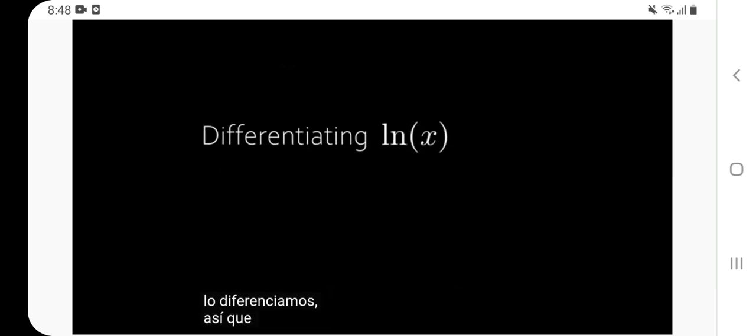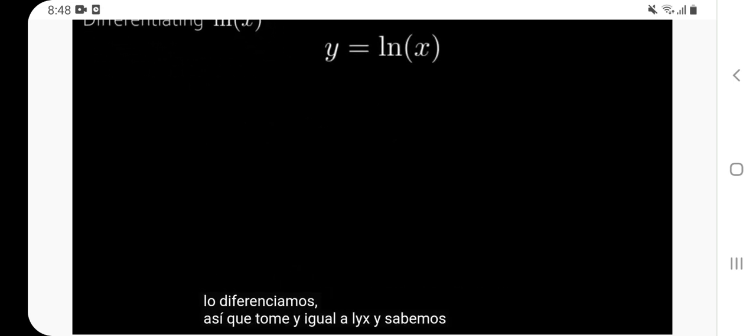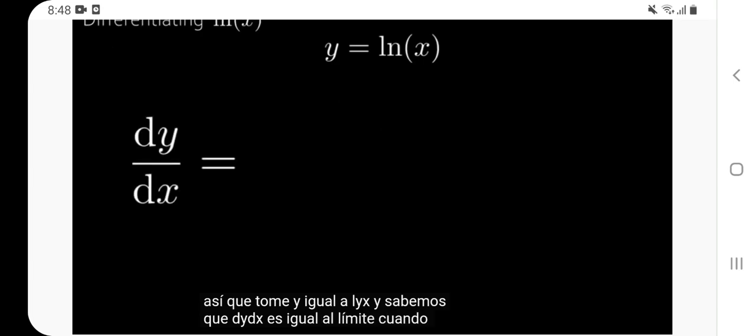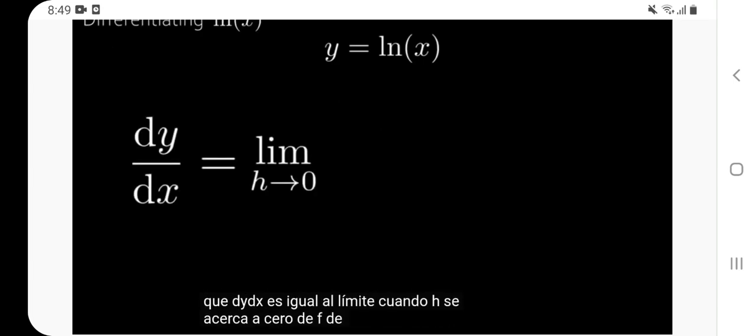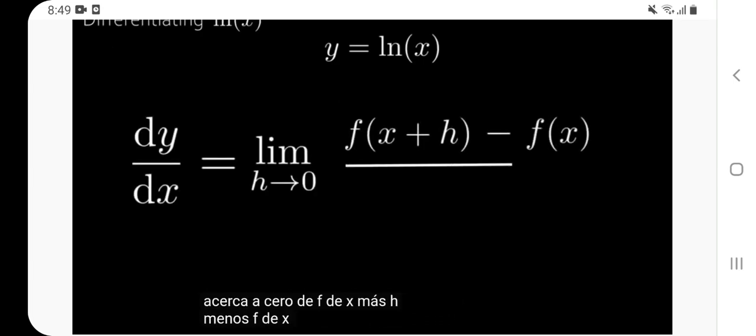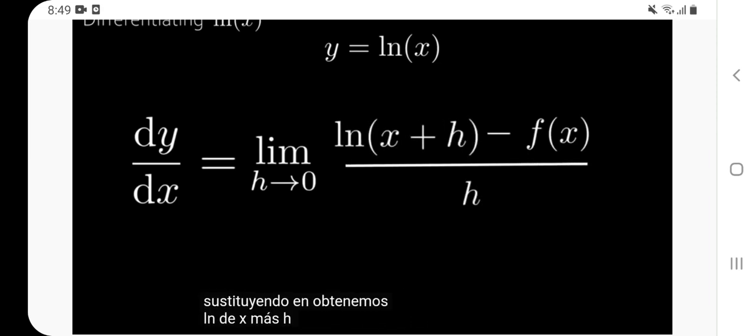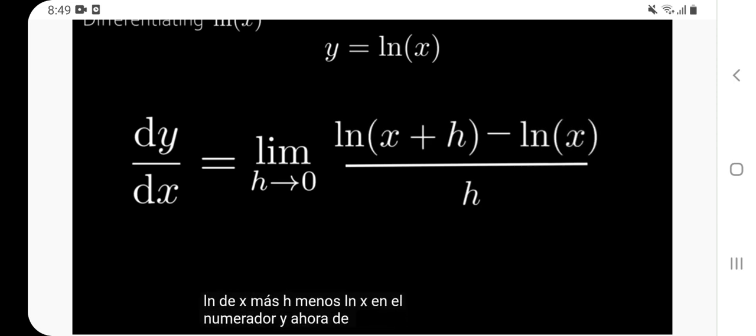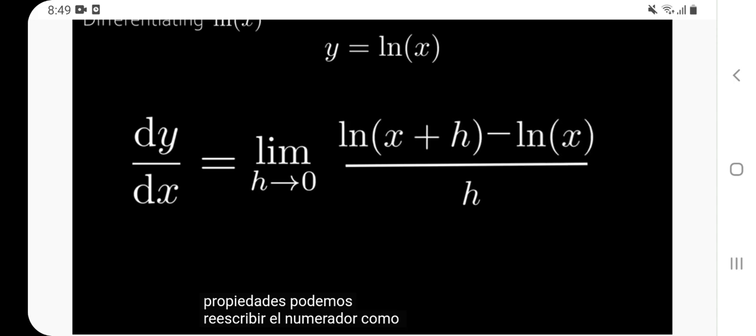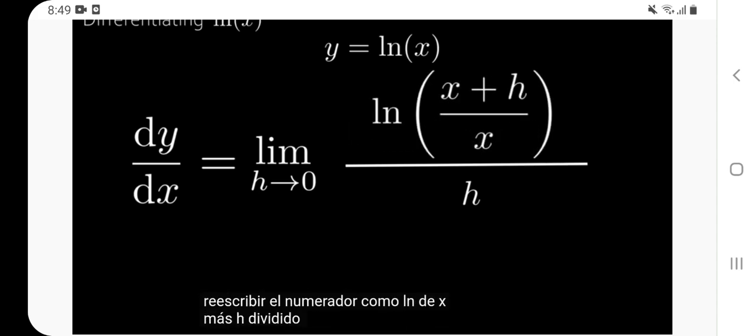Now, the natural logarithm is one of the most important functions in mathematics, and we can start to see its usefulness when we differentiate it. So take y equal to ln x, and we know that dy dx is equal to the limit as h approaches 0 of f of x plus h minus f of x all divided by h. And substituting in, we get ln of x plus h minus ln x in the numerator, and now from one of the properties, we can rewrite the numerator as ln of x plus h divided by x.